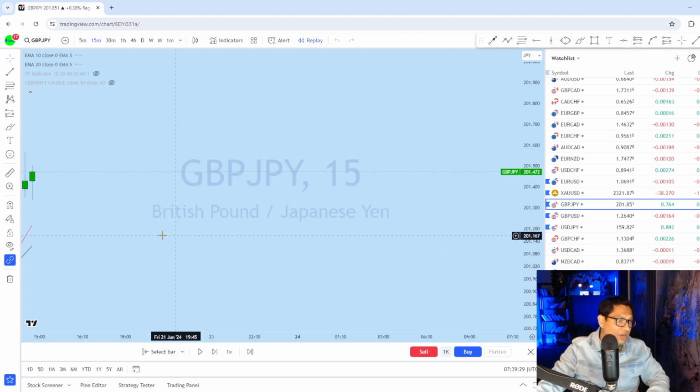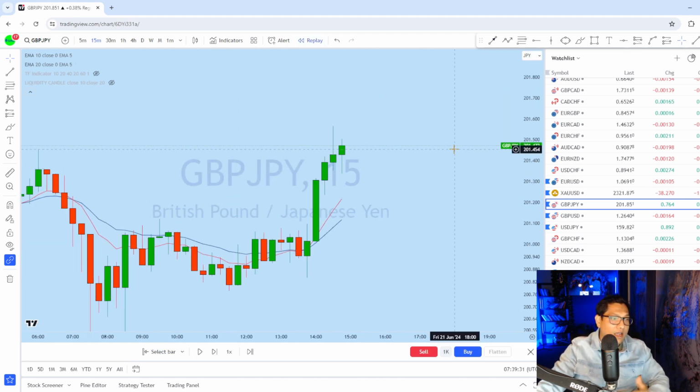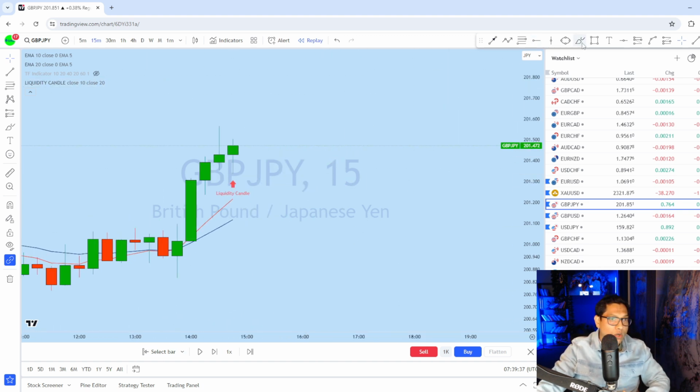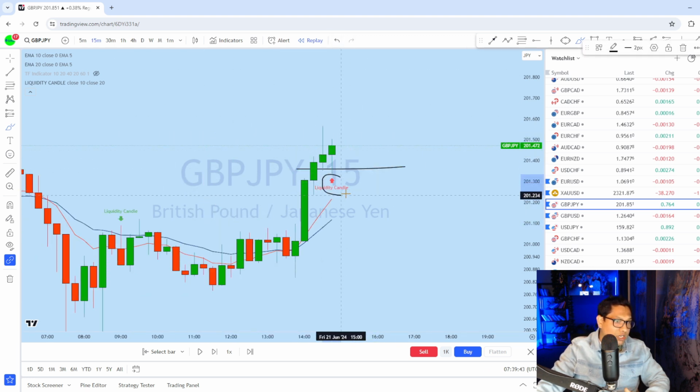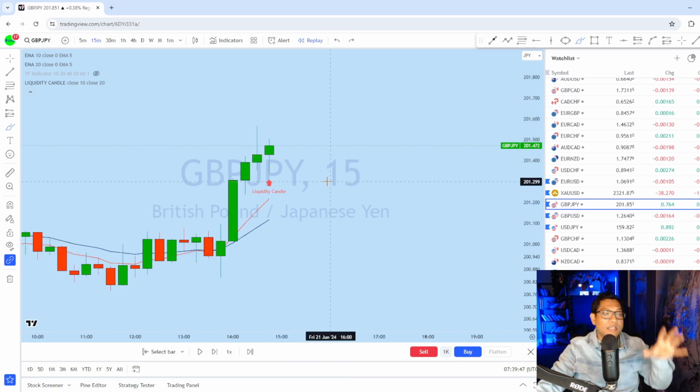Now if you look at the 15-minute chart, here is a very strong liquidity candle. Now if we turn on that liquidity candle, what do we see here? Which is a very strong liquidity candle. The market grabbed that liquidity and then bounced back to the upside. Now this liquidity candle is signaling a potential entry candle to the upside.